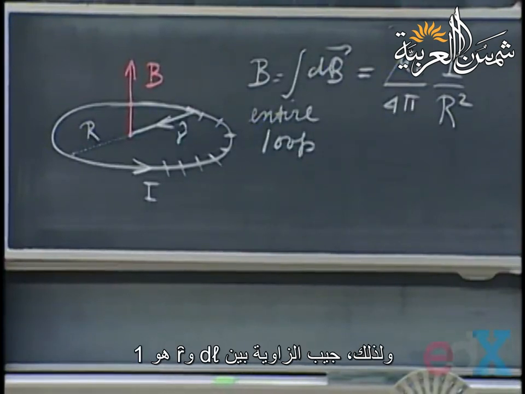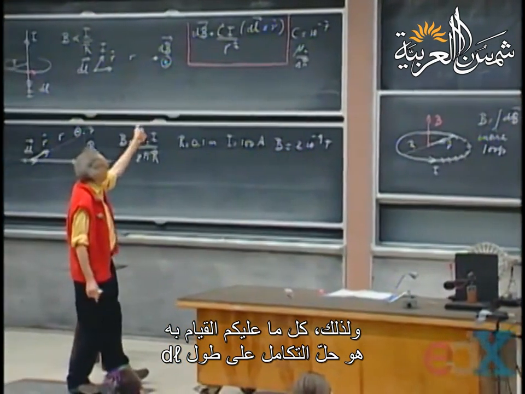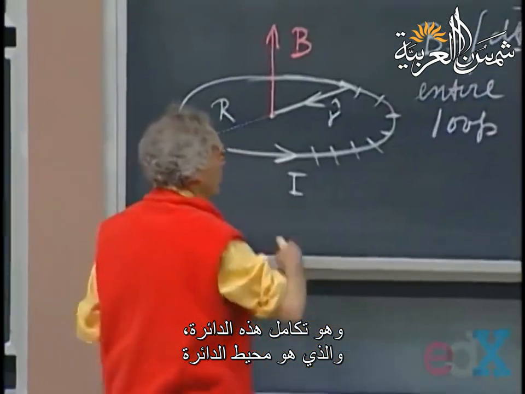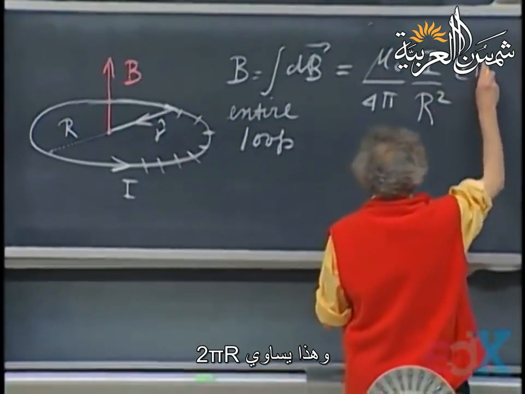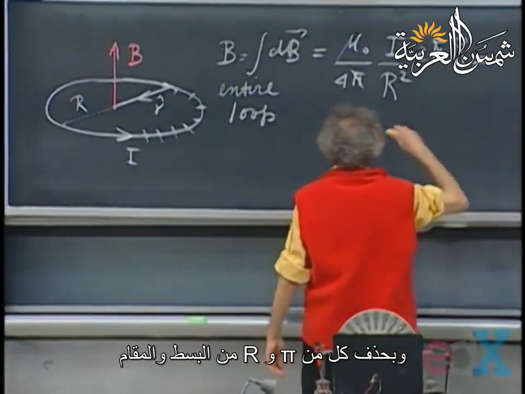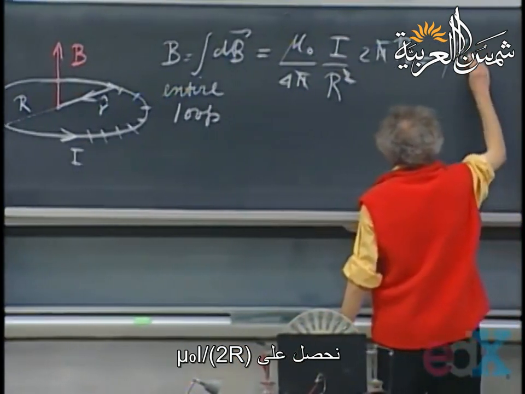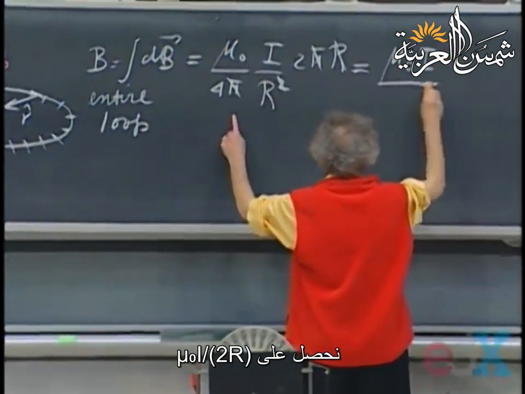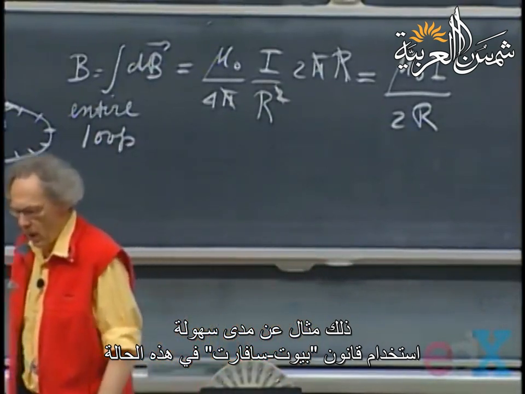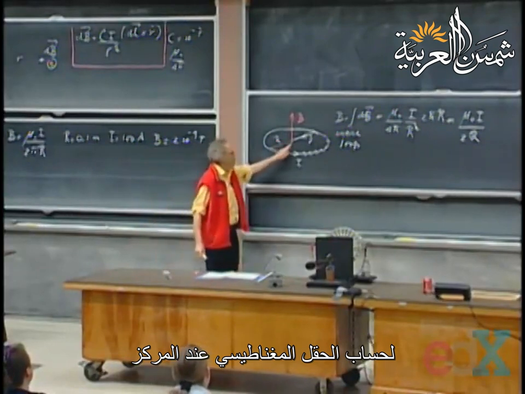And so the sine of the angle between dl and r is 1, and so all we have to do is do an integral over dl, which is the integral over this circle, which is the circumference of the circle, and that is 2 pi r. And so now you find, you lose a pi, you lose an r, so you find mu 0 times I divided by 2r. Just to show you an example how easy it is in this case to use Biot-Savart and calculate the magnetic field right at the center.